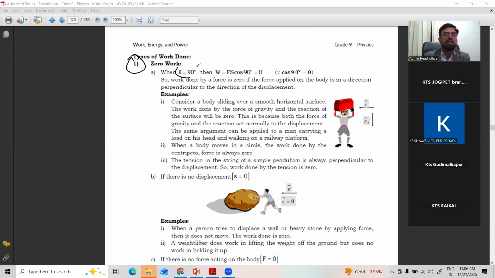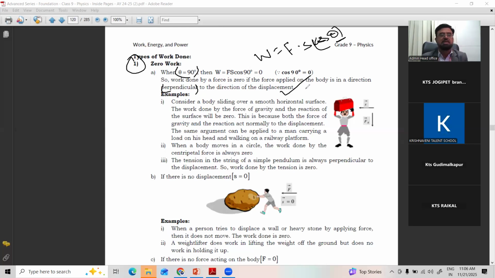When theta is 90 degrees, W is equal to F into S cos theta is the formula. So theta is 90 degrees means cos 90, and the value of cos 90 is 0. When this becomes 0, the total work done becomes 0. So work done by a force is 0 if the force applied on a body is in the direction perpendicular to the direction of displacement.